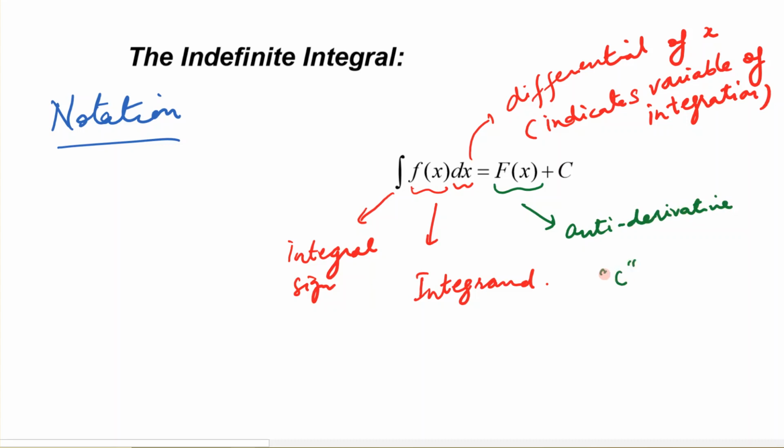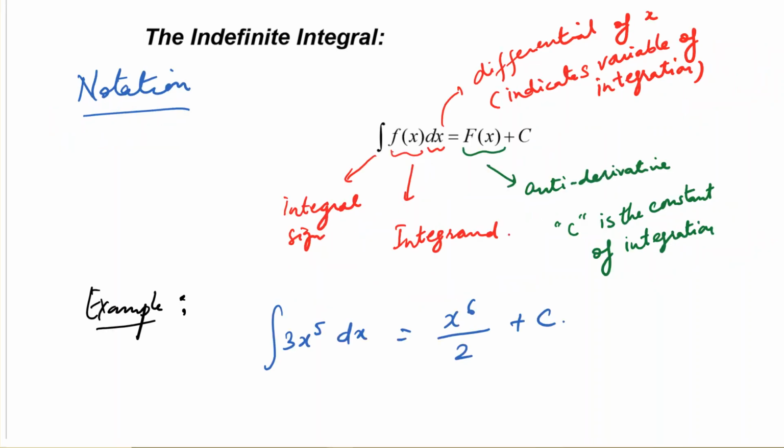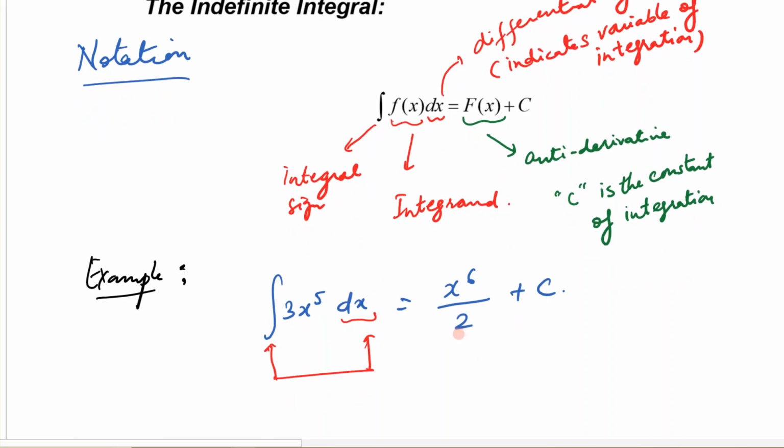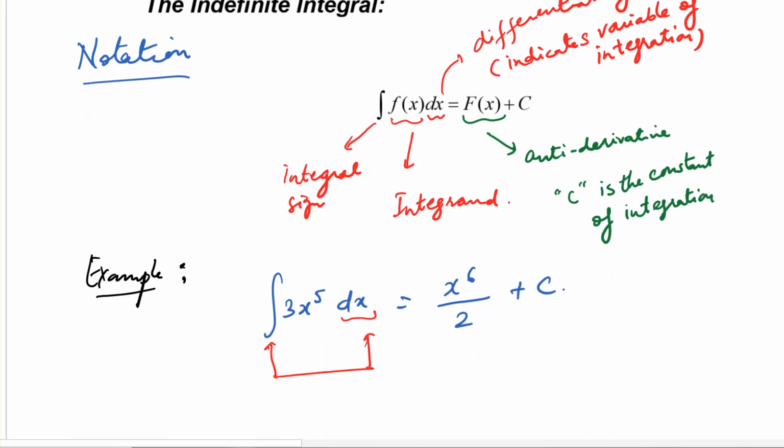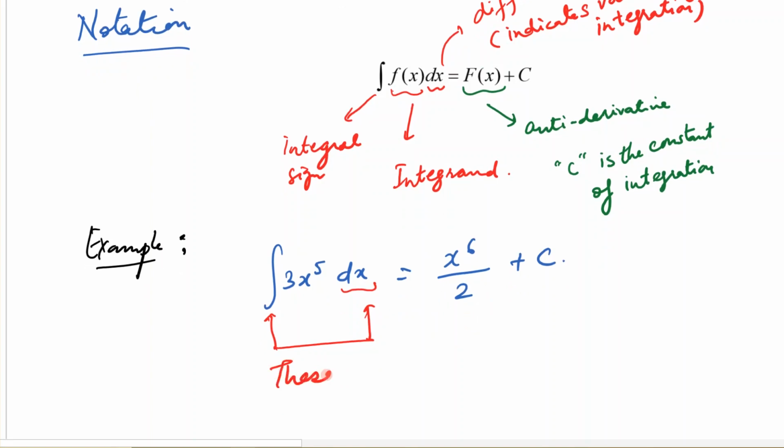C is the constant of integration. I'm just writing an example: the integral of 3x raised to power 5 is x^6 over 2 plus C. One thing that you need to be careful about is that the integral sign and the differential go together. When you integrate, they must appear together. And then we have the antiderivative, and then we have the constant in the case of indefinite integrals.